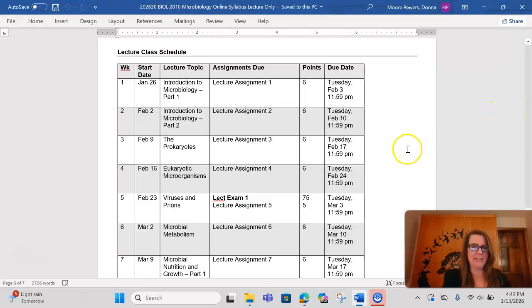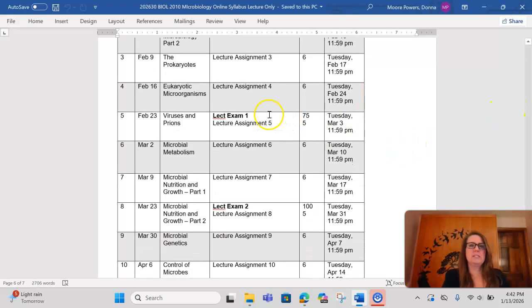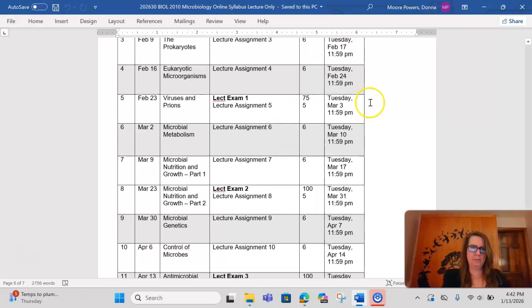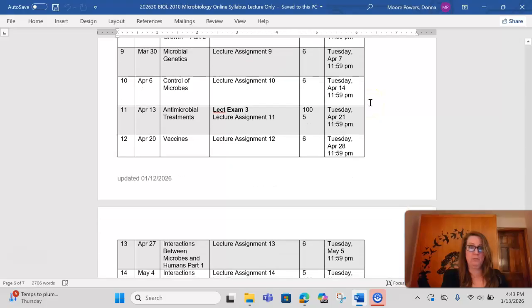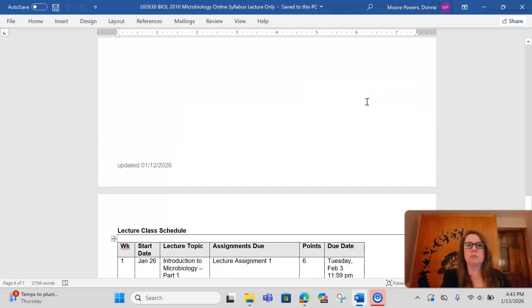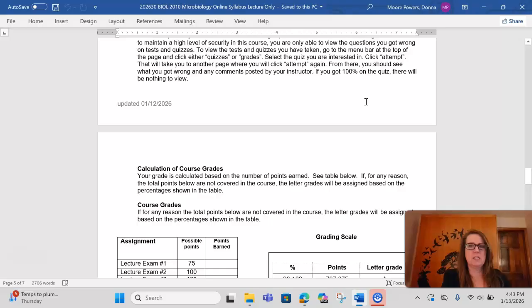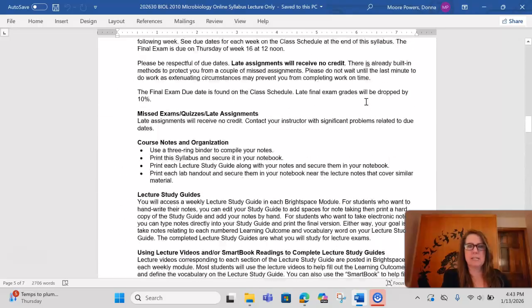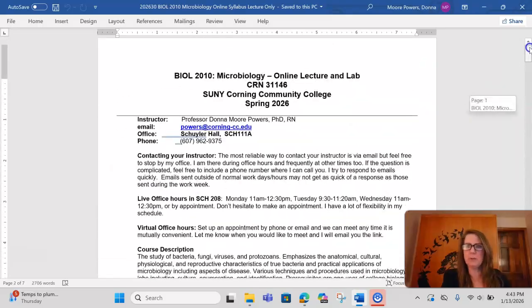So plan accordingly. You can already see when our lecture exams are, and they're also open for that entire period. One thing to think about is that emergencies, when they happen, don't have to be the end of the world, as long as it's not the night before, the night that your exam is due. So keep that in mind as you're working through the assignments and exams.